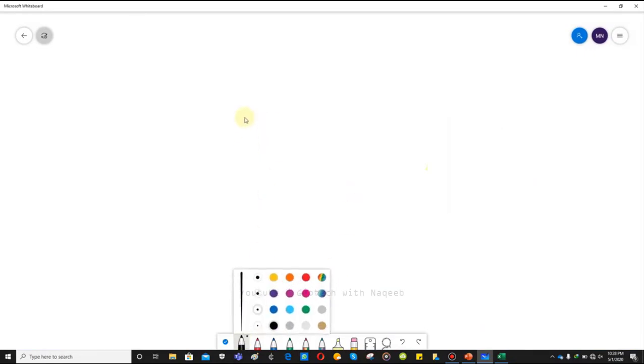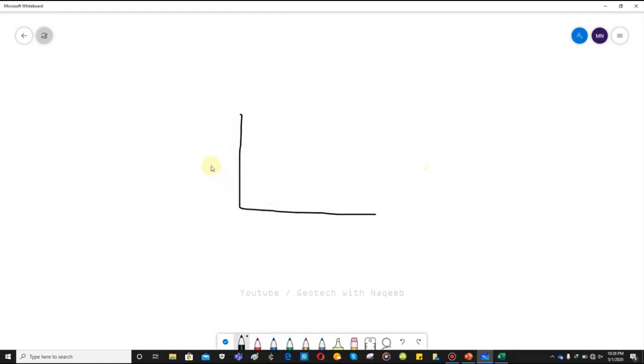So let's say this is the graph of e versus log of P, and this is the curve. Let's say this is the curve. Now the first step is to indicate the point of maximum curvature. Let's say this is the point of maximum curvature.